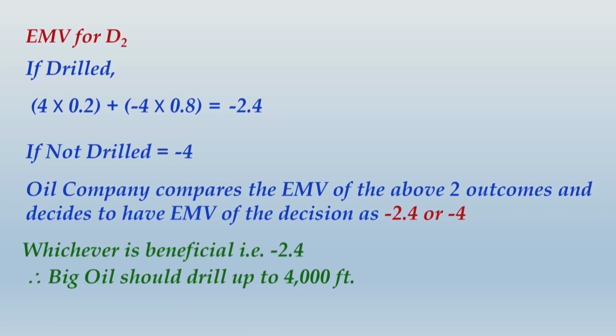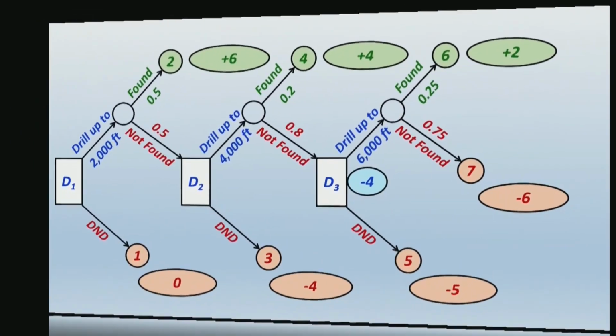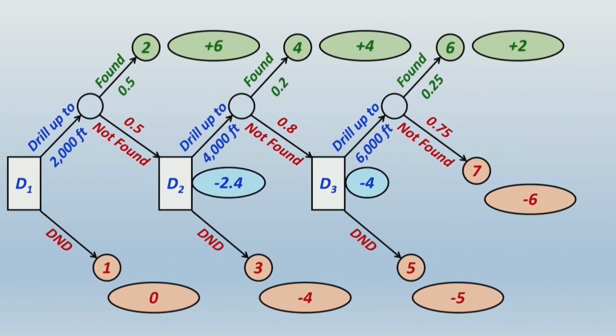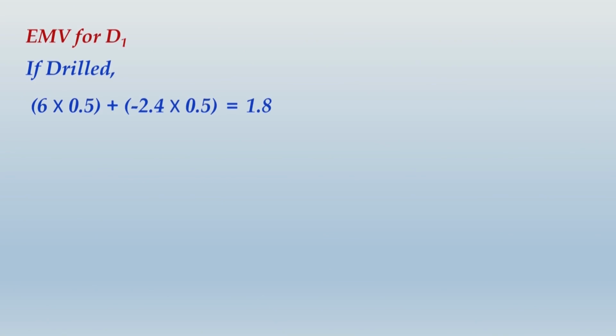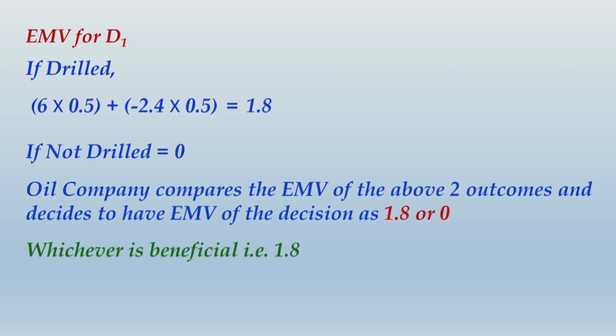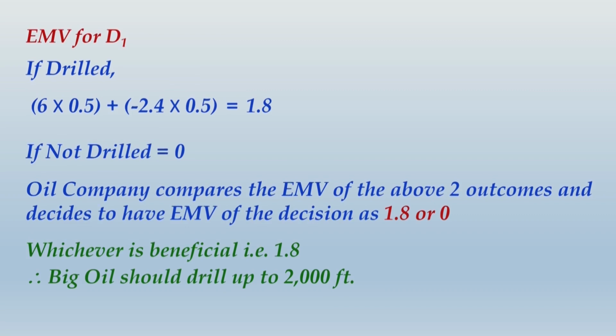Alright friends, once you have completed writing this entire working, let us move ahead, and the first thing that you need to do in your decision tree diagram is plot minus 2.4 with D2, because now minus 2.4 becomes the EMV for D2. Then you go ahead and make up a working note for computing EMV for D1. If drilled, it would give you a positive monetary value of 1.8. If not drilled, it will be 0. So you compare the two and whichever is beneficial, that is 1.8. So you conclude that Big Oil should drill up to 2,000 feet. So please write up this entire working and then I take you ahead.